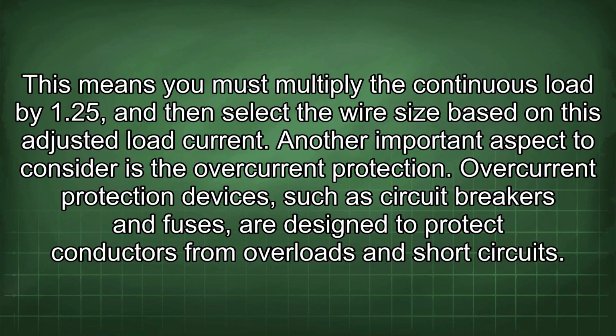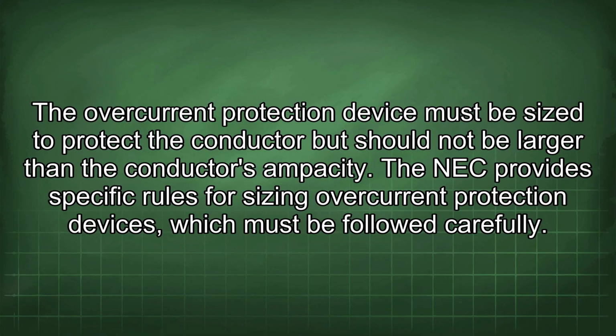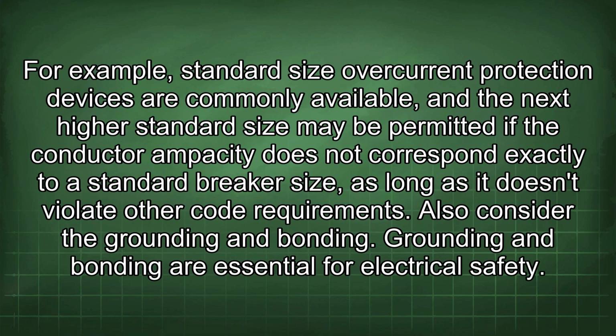Overcurrent protection devices, such as circuit breakers and fuses, are designed to protect conductors from overloads and short circuits. The overcurrent protection device must be sized to protect the conductor but should not be larger than the conductor's ampacity. The NEC provides specific rules for sizing overcurrent protection devices, which must be followed carefully. For example, standard size overcurrent protection devices are commonly available, and the next higher standard size may be permitted if the conductor ampacity does not correspond exactly to a standard breaker size, as long as it doesn't violate other code requirements. Also consider the grounding and bonding.